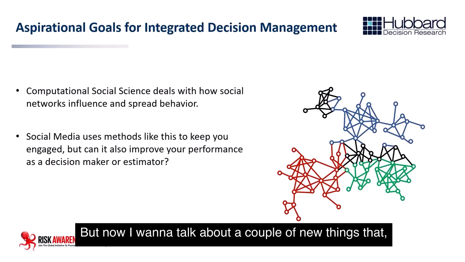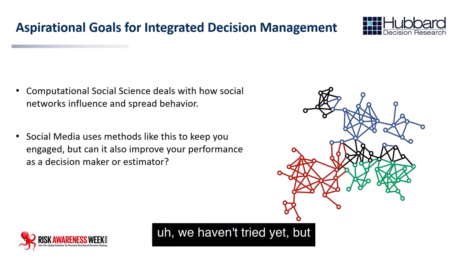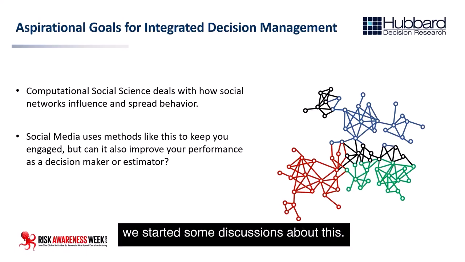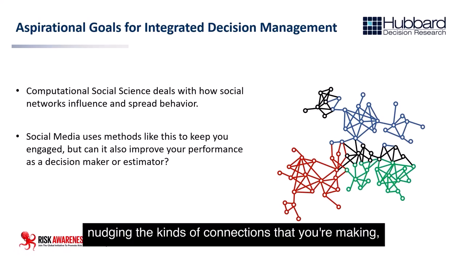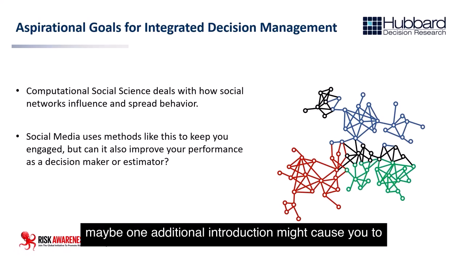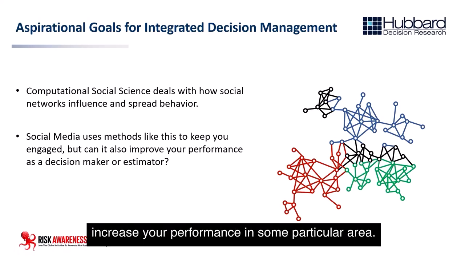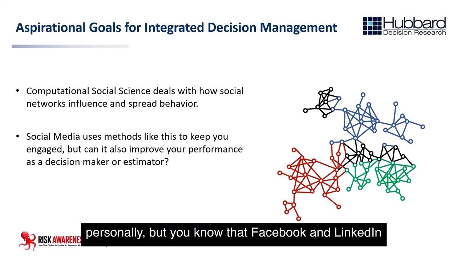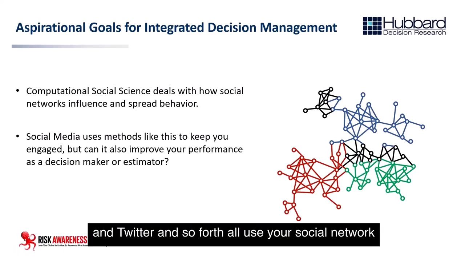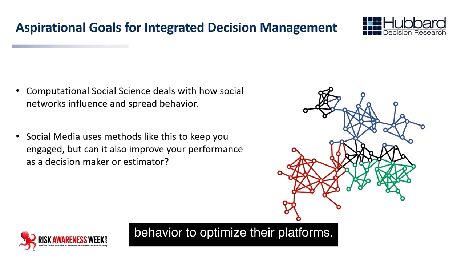But now I want to talk about a couple of new things that we haven't tried yet, but we started some discussions about this. For example, you might change your depression just by nudging the kinds of connections that you're making. Maybe one additional introduction might cause you to increase your performance in some particular area. Now, again, this is not something I've implemented personally, but you know that Facebook and LinkedIn and Twitter and so forth all use your social network behavior to optimize their platform.